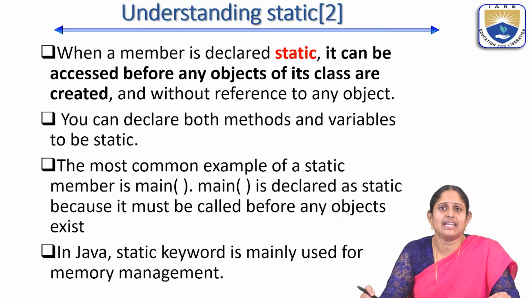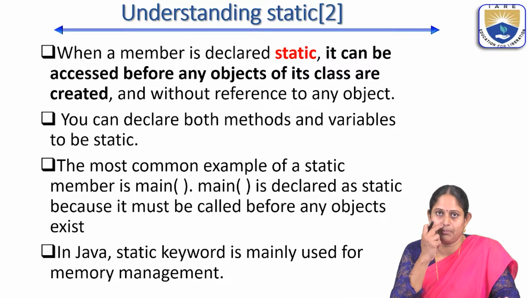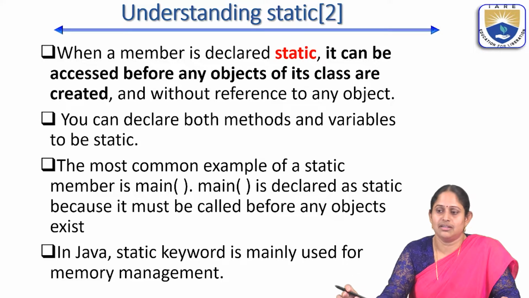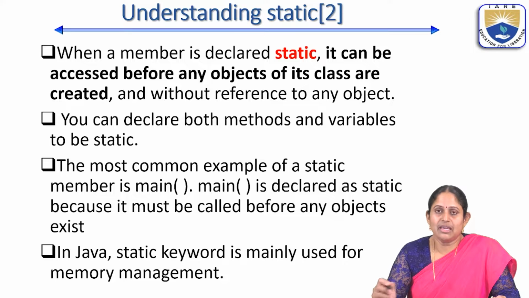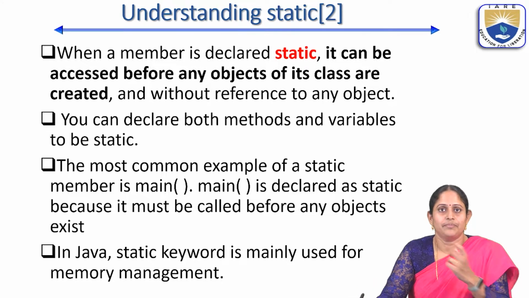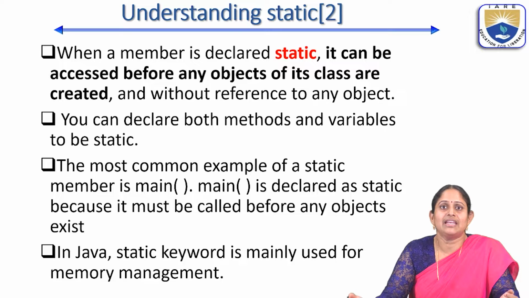Whenever we declare any variable or method as a static member, we don't have to create an object to access that member. We can just use the name of the class in which it is declared. We declare main as static so that the JVM can invoke the main method without creating an object of the class. That is the main reason why we declare main as static.